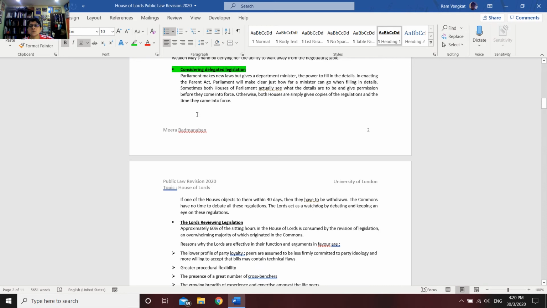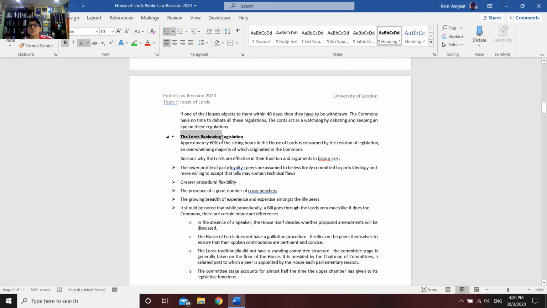Next, the House of Lords reviewing legislation. So we come back to this. I've spoken about this before, but it is so important that you need to tell the examiner that approximately 60% of the hours of the House of Lords is used by doing this. Revising legislation, an overwhelming majority which comes from the House of Commons.